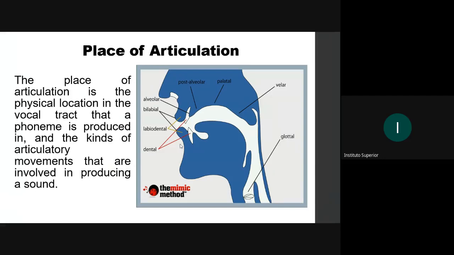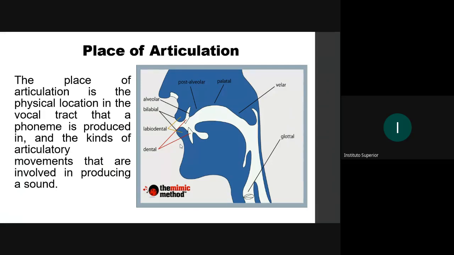First, could you read, please? We have place of articulation. Any of you can read? Place of articulation is the physical location in the vocal tract that a phoneme is produced in and the kinds of articulatory movements that are involved in producing a sound. Yes, thank you, very good. In other words, these are the places where the constriction or the obstruction of the air occurs to articulate any sound. The places of articulation are bilabial, labiodental, dental, alveolar, postalveolar, palatal, velar, and glottal.